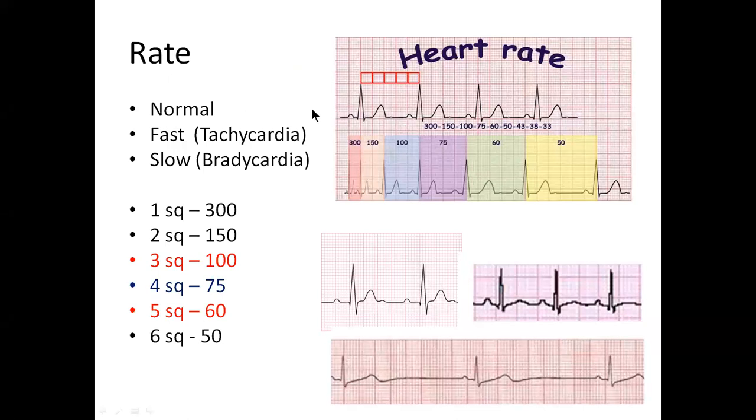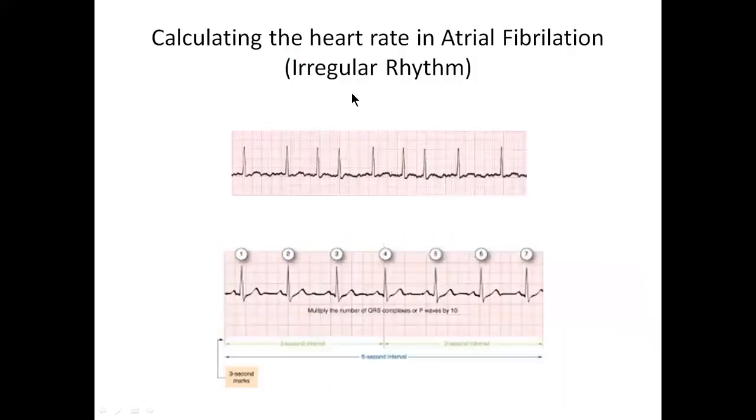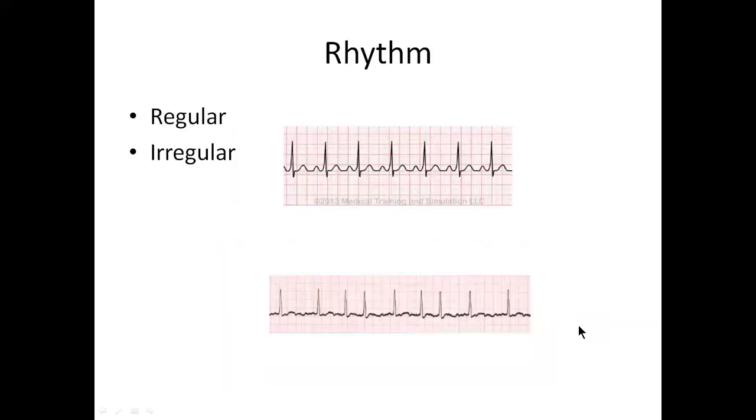So the rate you calculate by counting the number of big squares, and I wanted you to memorize this: 300, 150, 100, 75, 60, 50. If the heart rhythm is irregular, you calculate the QRS complexes in 6 seconds and multiply that by 10.